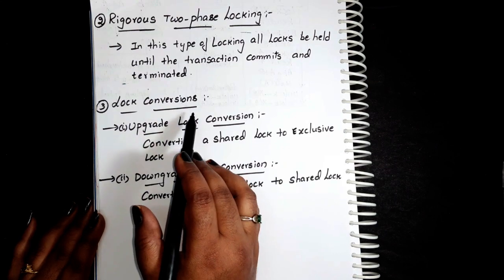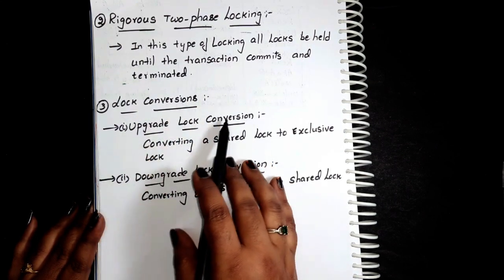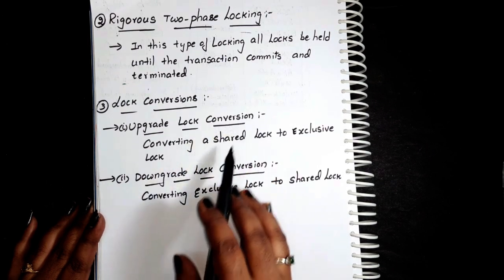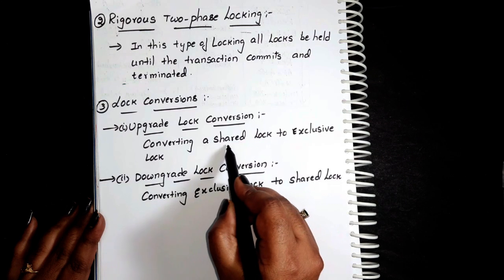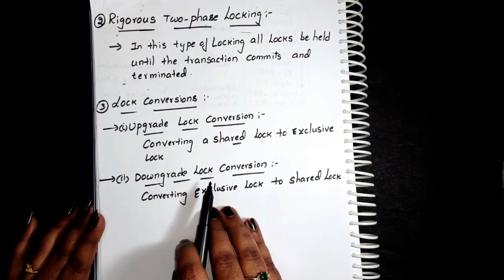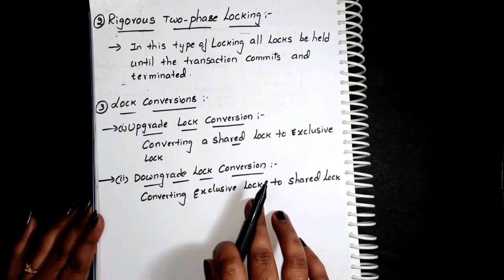One more concept we are going to take up here is how you can convert a lock from one type to another. Here we have defined two types: one is the read lock, which we call a shared lock, and the other is the write lock, which we call an exclusive lock.